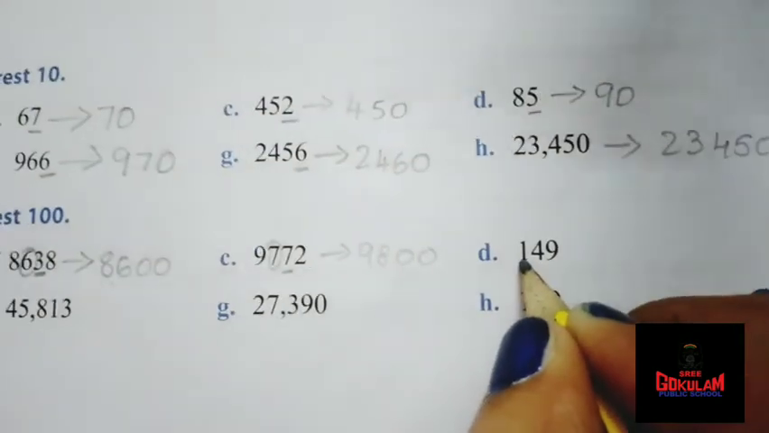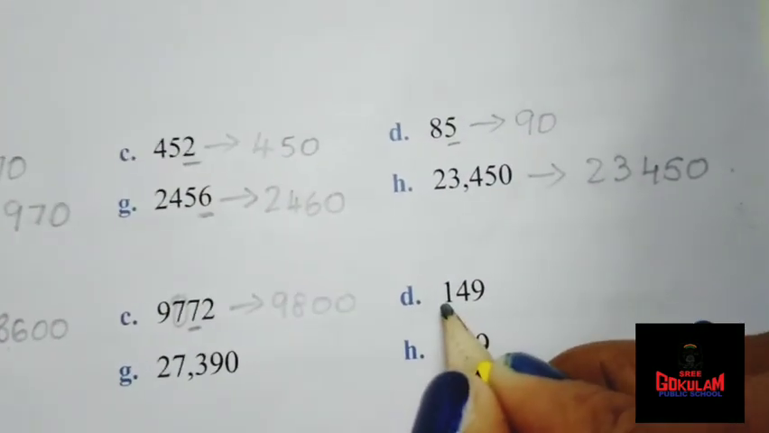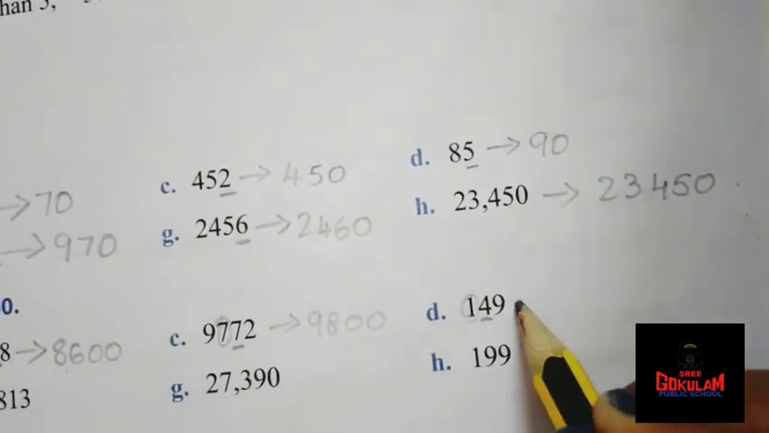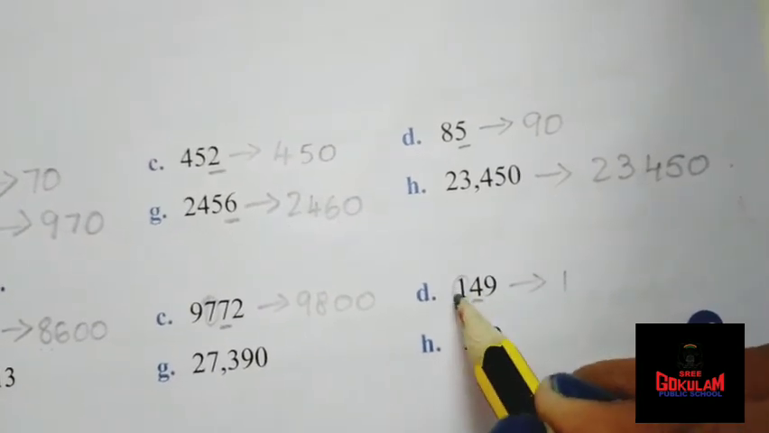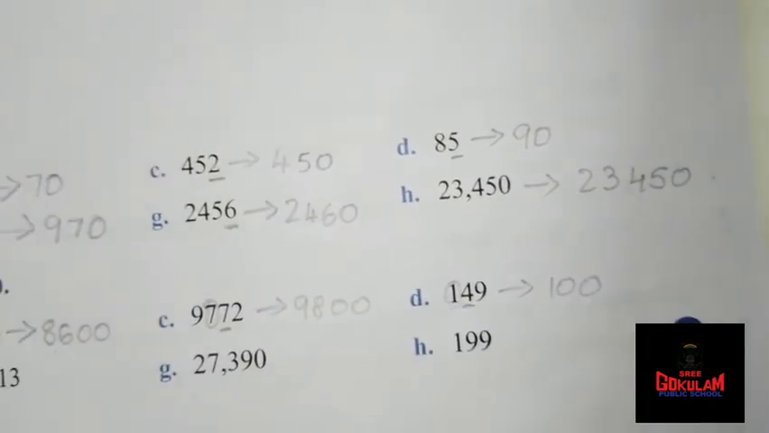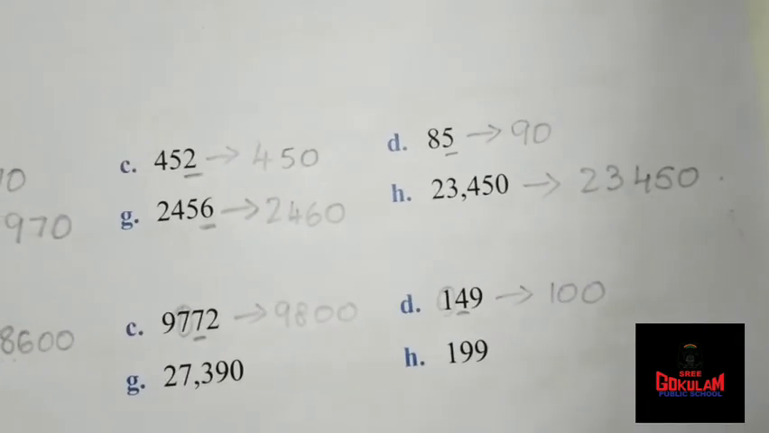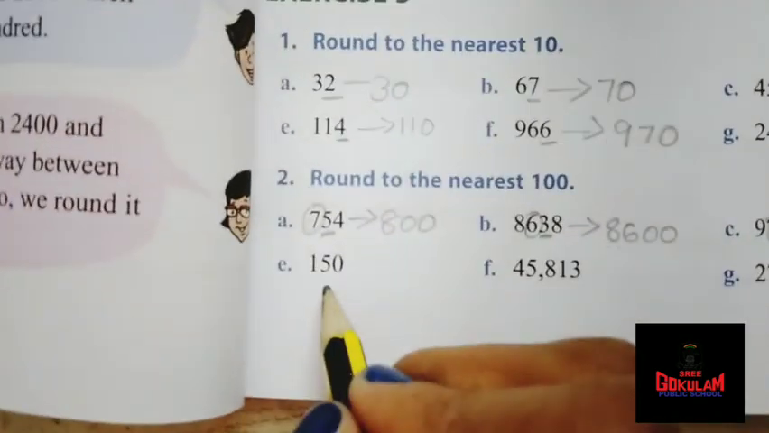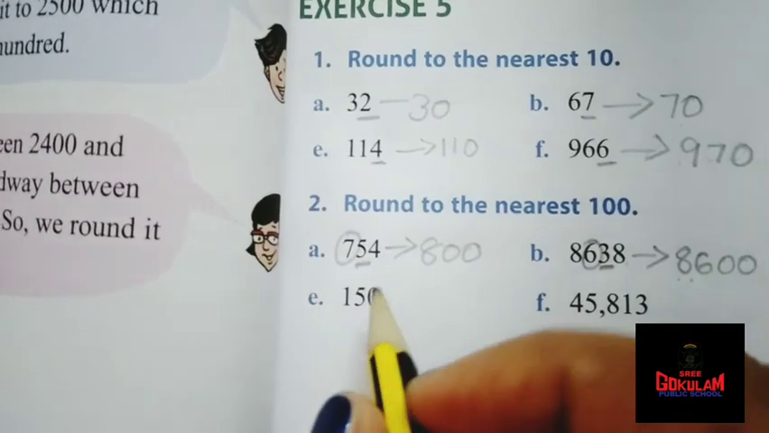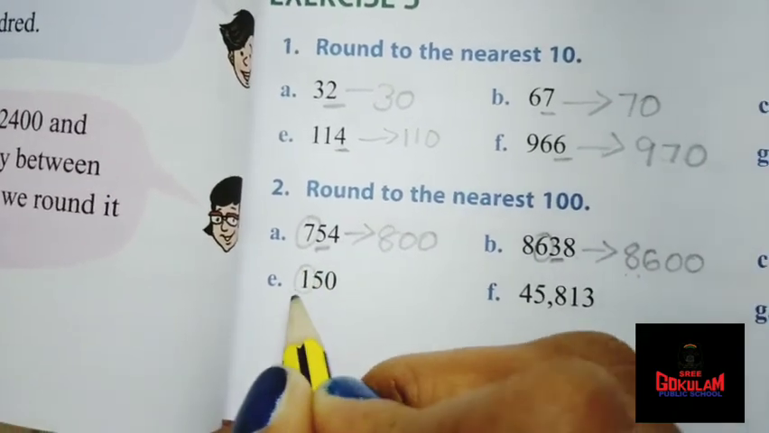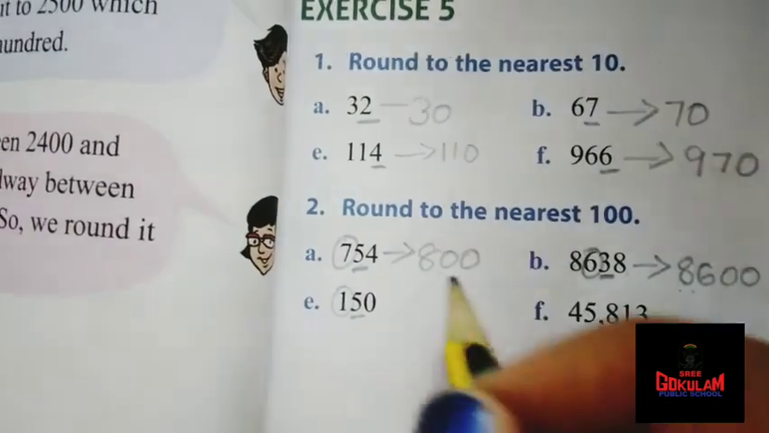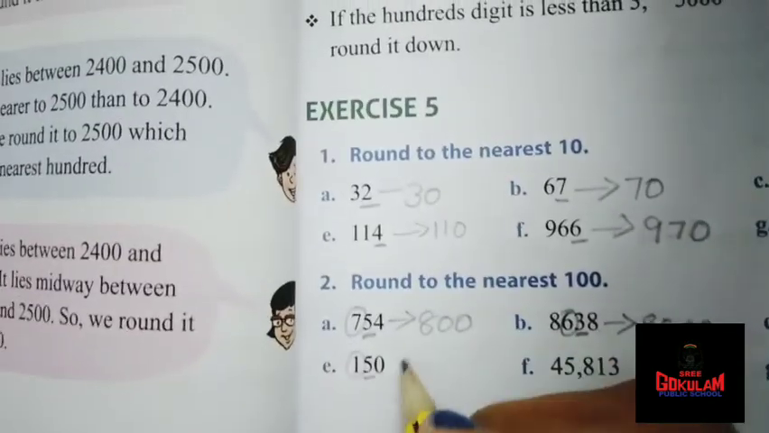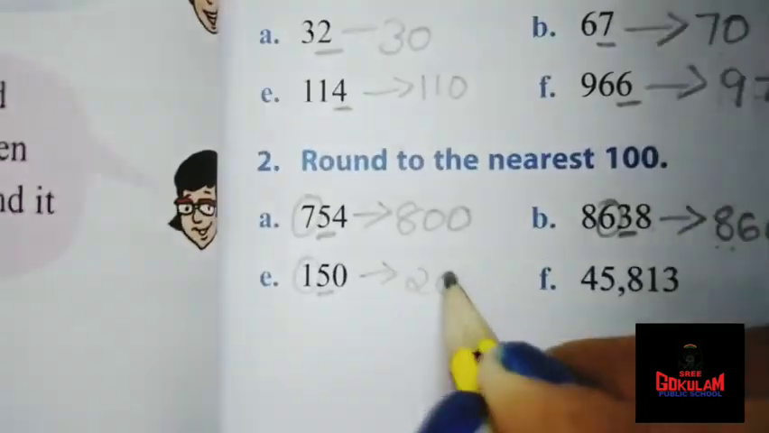Next number, 149. Circle the 100 place, underline the tens place. It is 4, below 5, so there will not be any change in the 100 place. It is rounded down to 100. The next number is 150. Circle the 100 place, underline the tens place. It is 5, and since it is 5, we have to round up to 200.